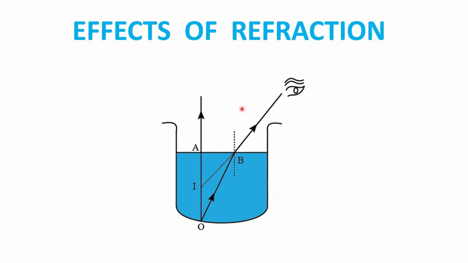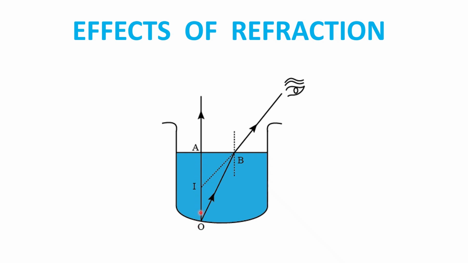Why? Because when light travels from water to air, it's from denser to rarer medium, right? And so the ray of light refracts here. That is why here we don't see the object. When an observer is looking from air or from the rarer medium, the observer does not see the object at O, rather sees the object at I. So this is not the real depth, but this is the apparent depth.